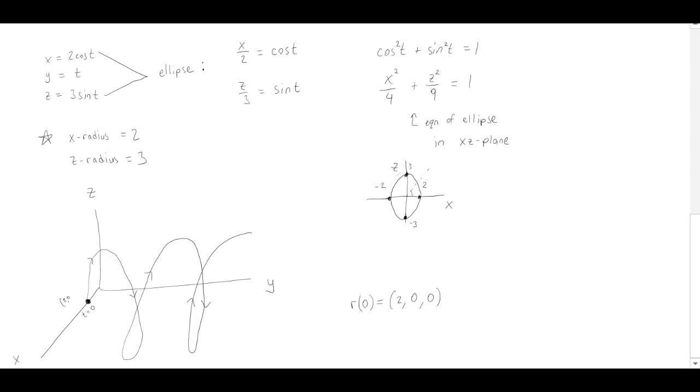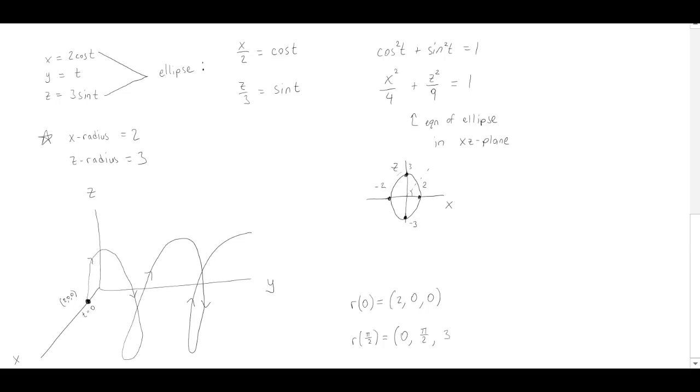Let's maybe plot one more point. A good value to plug in would be pi over 2 for the next value. Okay? Yeah, so I'm choosing to plug in pi over 2 because cosine of pi over 2 would be 0. T is pi over 2. And sine of pi over 2 is 1. Yeah, so it's a nice point, if you will.